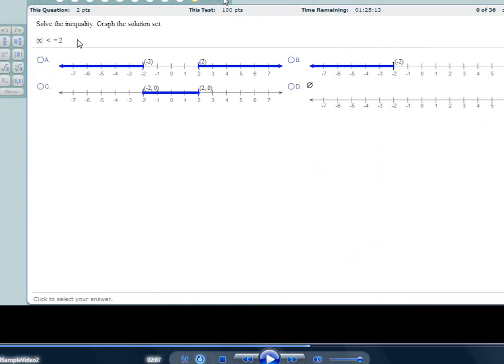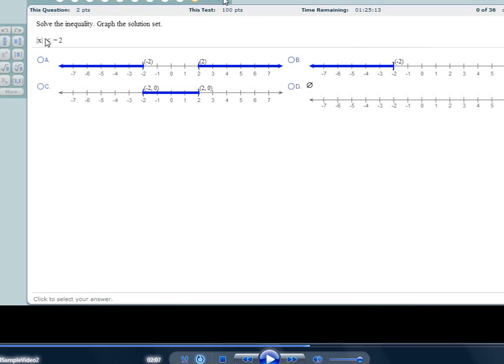Here's number 20. Look at this one, folks. It's another absolute value problem. This time it's an absolute value inequality. But before you even think of going into the setup, this is very similar to one of the problems I gave you on the quiz or the test or both. Look what this says. This says the absolute value of something is less than negative 2.